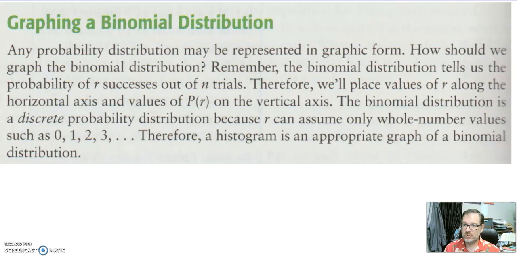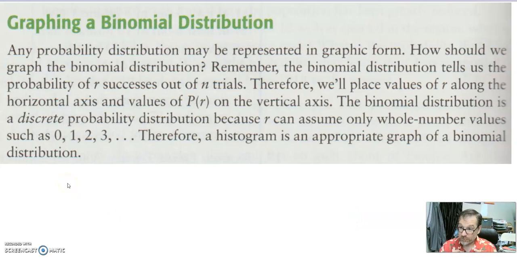So when we graph our binomial distribution, remember any probability we can represent in our graphic form. We are going to have R successes out of N trials. So what we're going to do is place our R value along our horizontal axis, so it'll be on the X. P of R, the probability of this many successes, will go along the vertical axis.